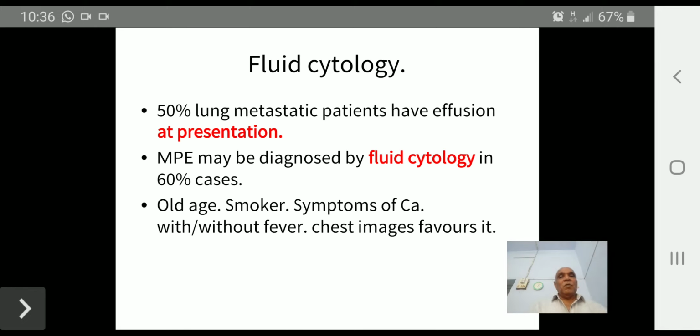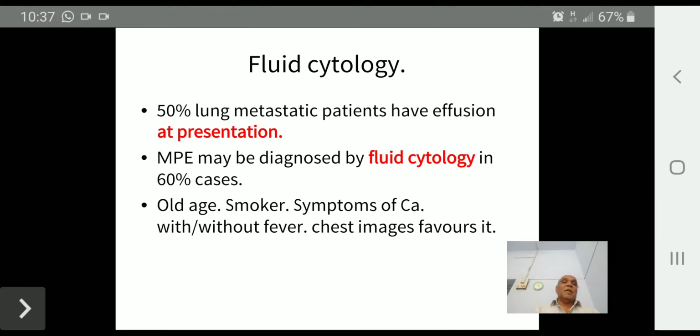And fluid cytology. Once we suspect malignancy as an etiology, then we should examine the fluid for cytology. 50% of lung metastatic patients have effusion at the time of presentation. So in lung metastasis, the presentation is in the later stage of the disease. And fluid cytology is positive in 60% of cases of malignancy.